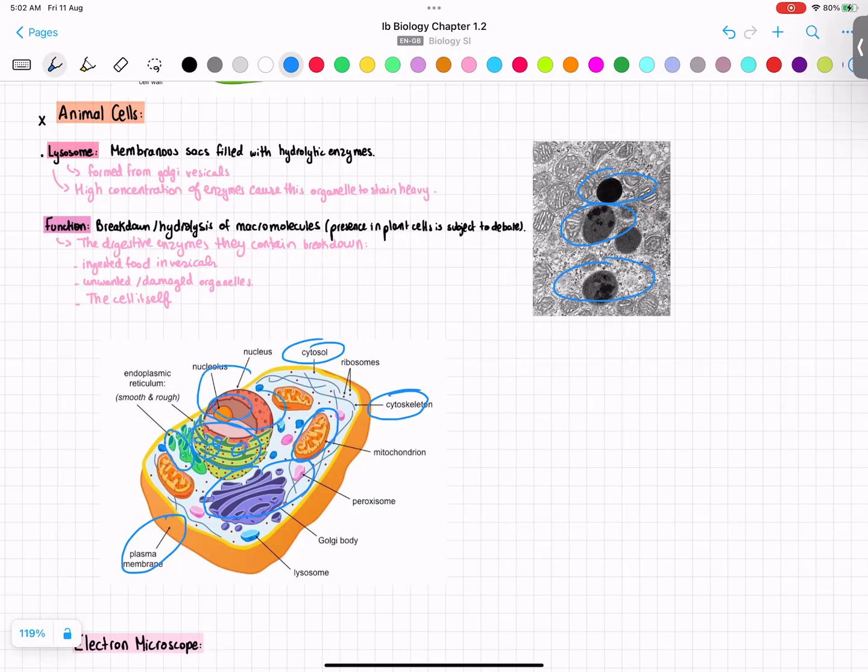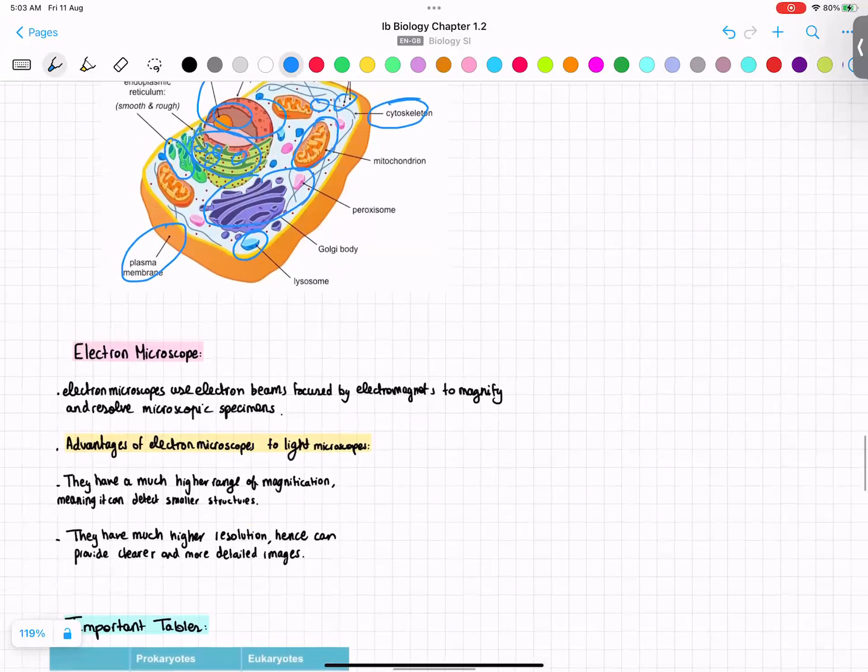So basically, these are the ribosomes. They're free ribosomes. They're floating. They're not attached to anything. So yeah, and this is the lysosome here. This is it. And now for the electron microscope.